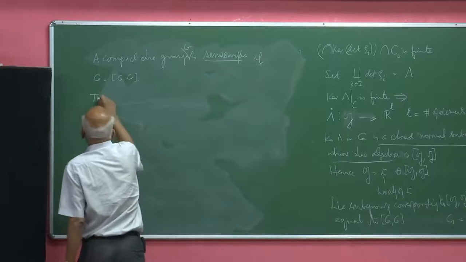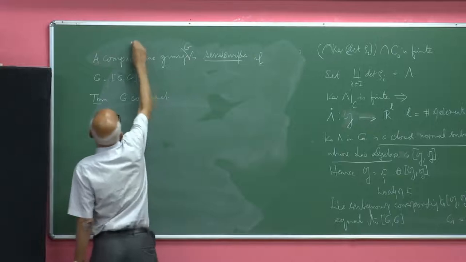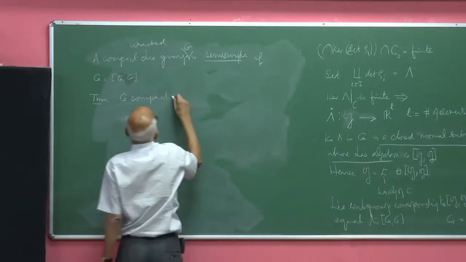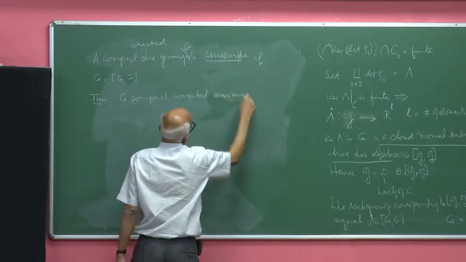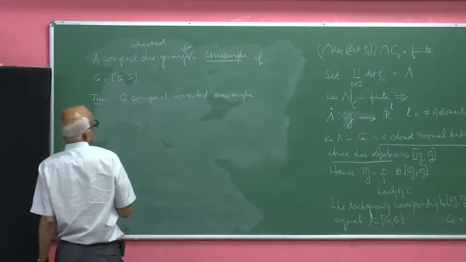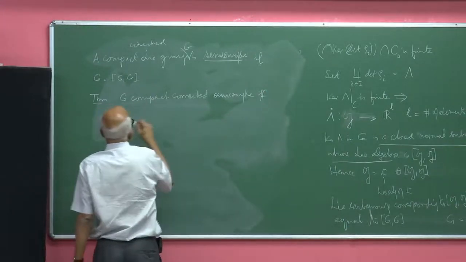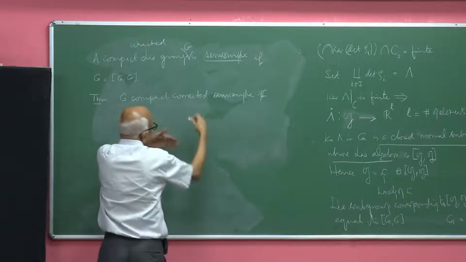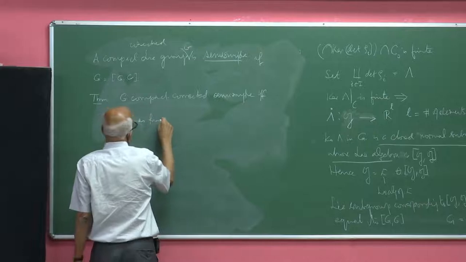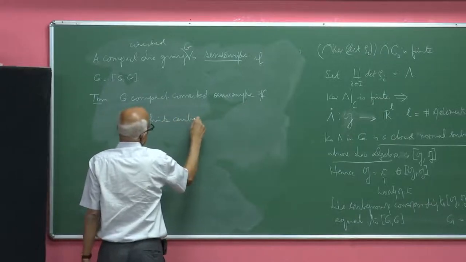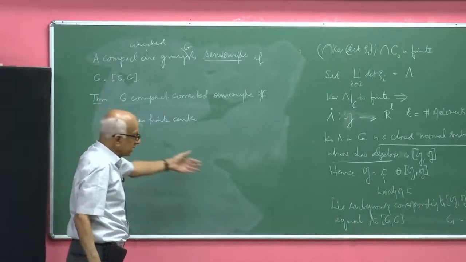So, theorem: G compact, connected. Maybe the right way to say it is that the following conditions are equivalent: G is semi-simple, if and only if G has finite center. G equal to [G,G] is the same thing as G having finite center. That follows from this fact.